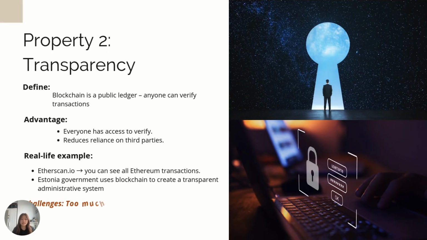And the second property is transparency. Blockchain is like a public ledger that everyone can access and everyone can verify. This creates trust. We don't need to believe what an institution says because the data is open to all. For example, if you go to Etherscan.io, you can see all the Ethereum transactions. Some governments, like Estonia's, use blockchain to create a transparent administrative system, but the challenge is that too much transparency can affect privacy.